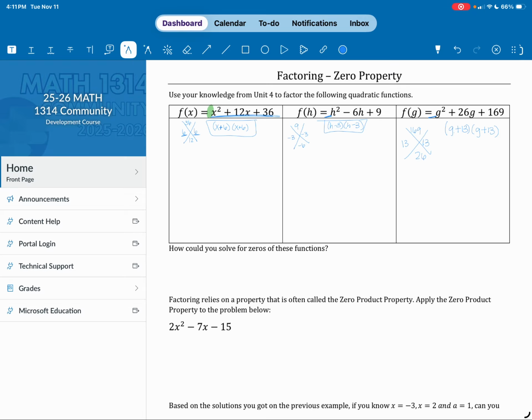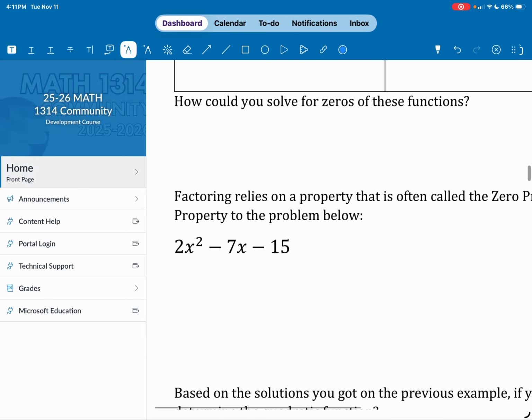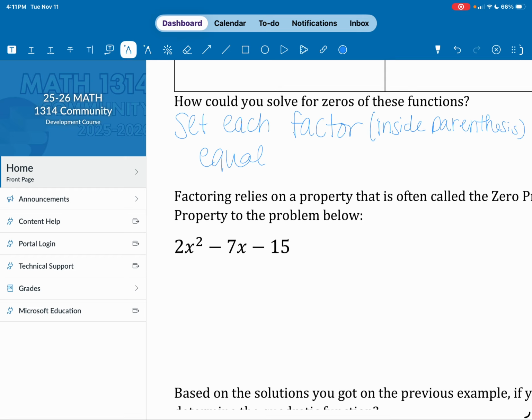Okay. All right, so to solve for the zeros of these functions, you would set each factor, which is what's in the parentheses, equal to 0.